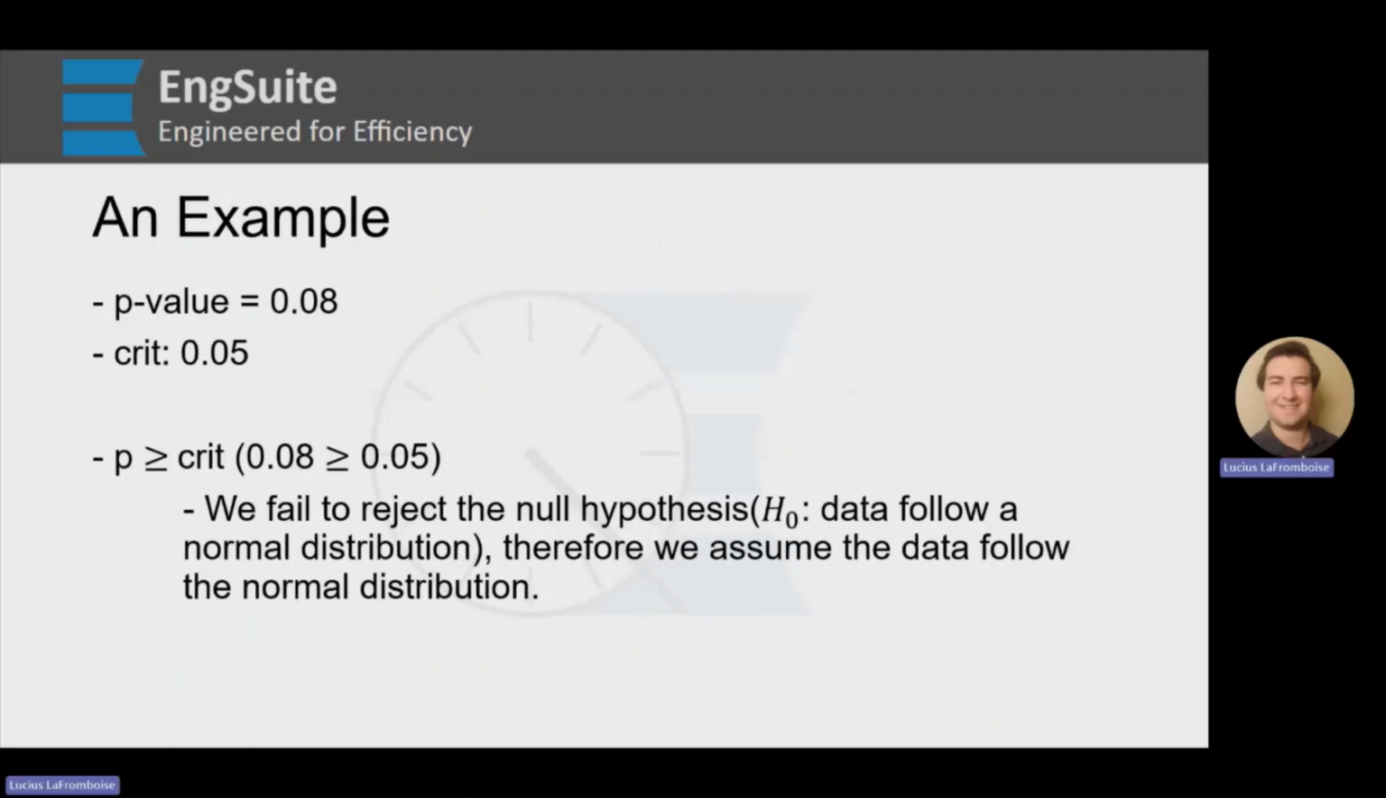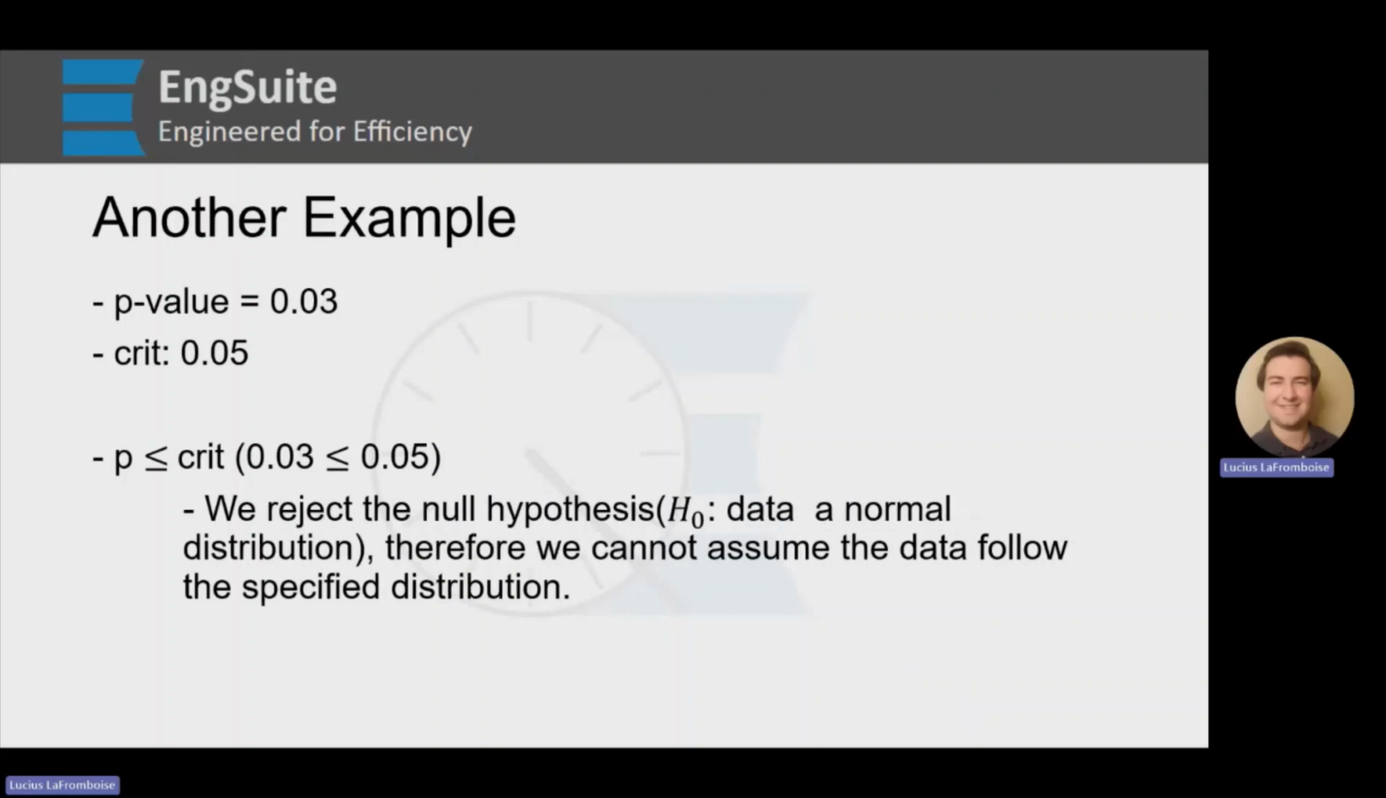So let's take a look at an example. You might notice these examples look very similar from our Anderson-Darling test video because they are. They're exactly the same because, again, the p-value is calculated the same way. So let's say we have a p-value of 0.08 and a critical value of 0.05. Our p is greater than or equal to our critical value. 0.08 is greater than or equal to 0.05. Therefore, we fail to reject the null hypothesis. The null hypothesis is the data follow a normal distribution. Therefore, since we fail to reject that, we assume that the data follow the normal distribution.